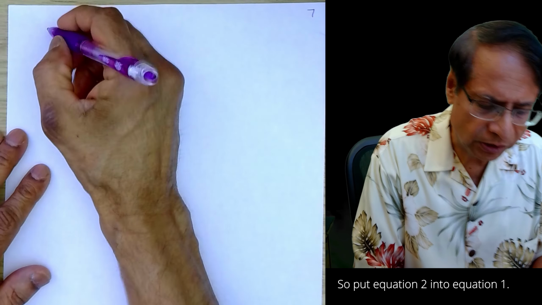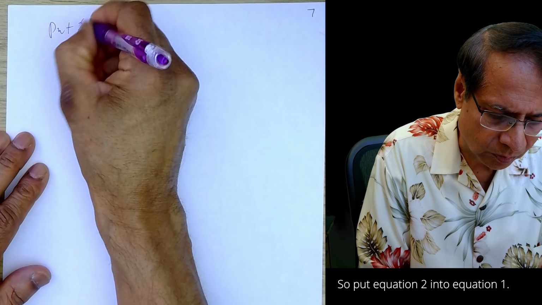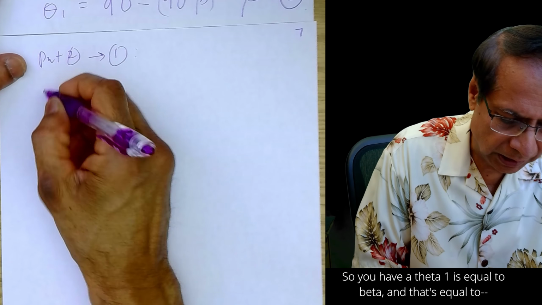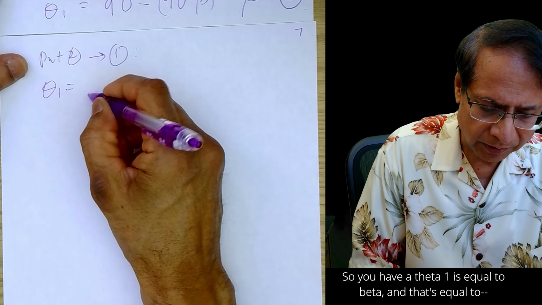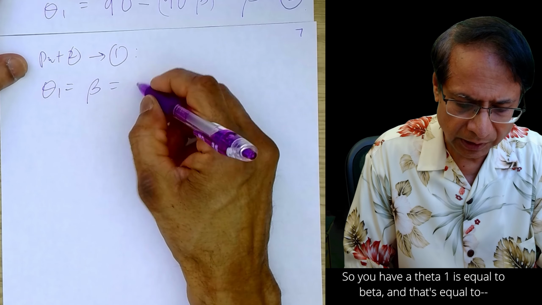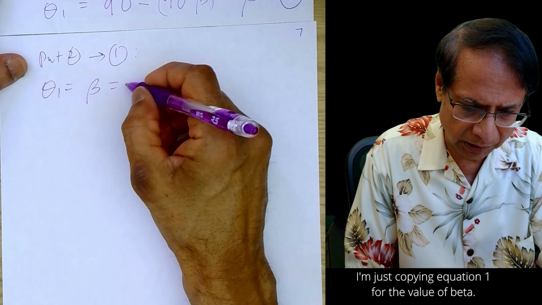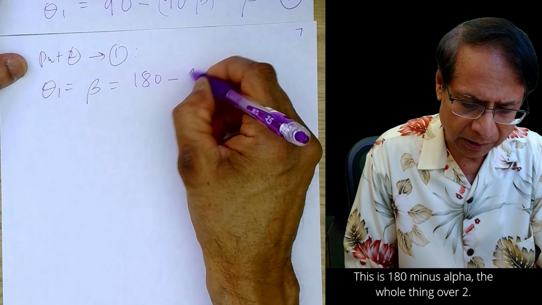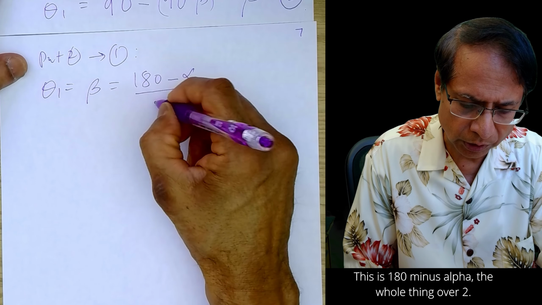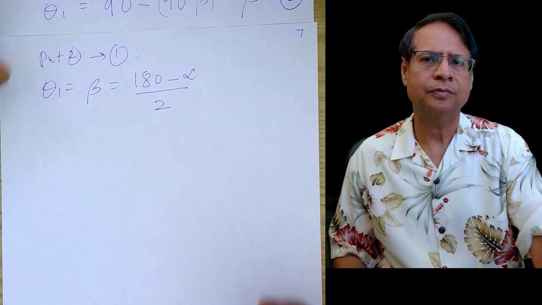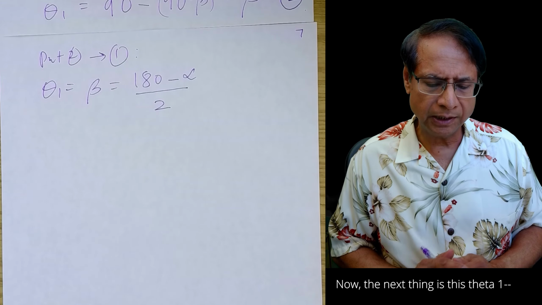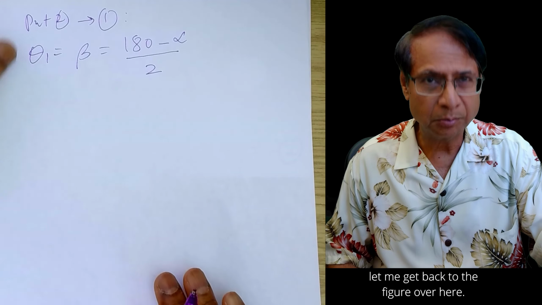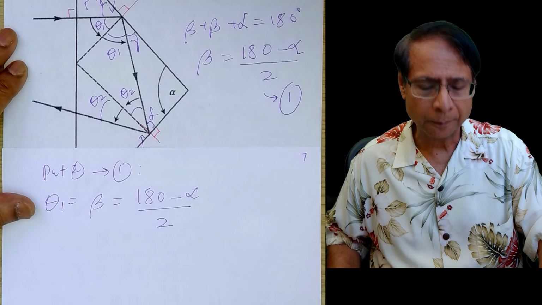So put equation 2 into equation 1. So you have theta 1 is equal to beta, and that's equal to, I'm just copying equation 1 for the value of beta, 180 minus alpha, the whole thing over 2. Now the next thing is this theta 1. Let me get back to the figure over here.